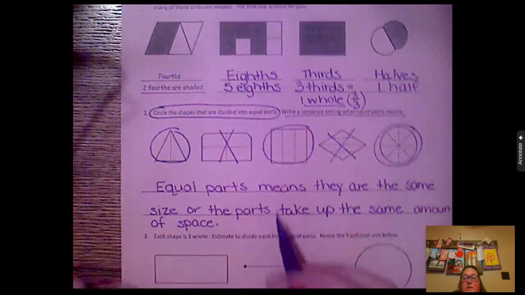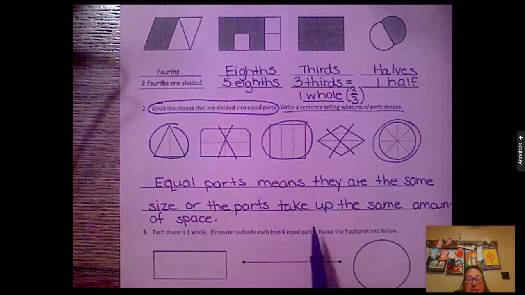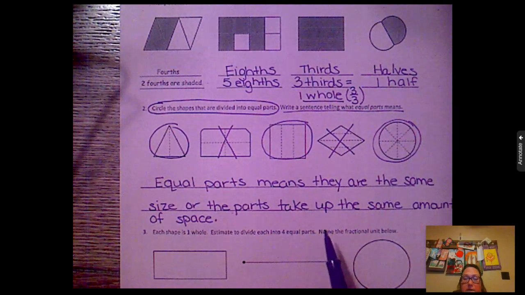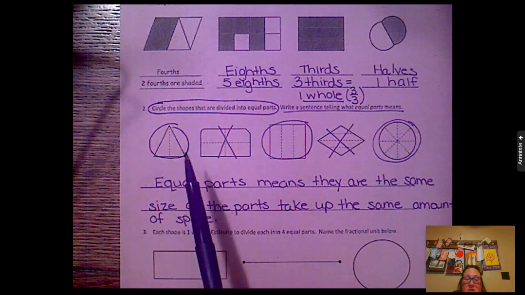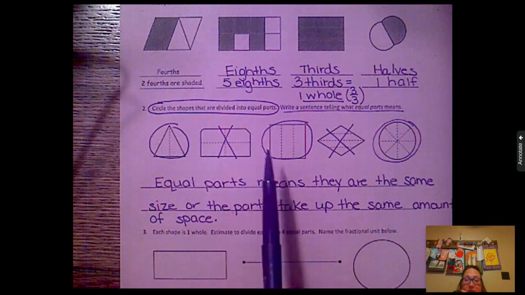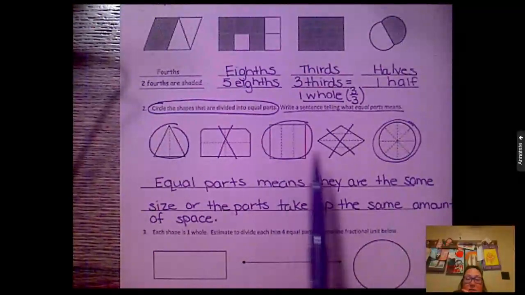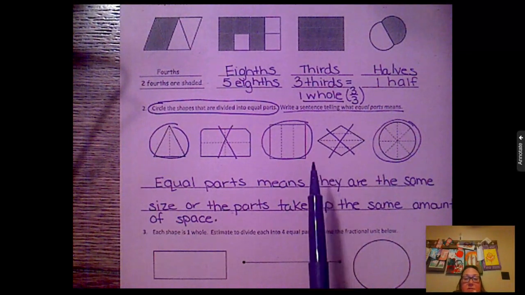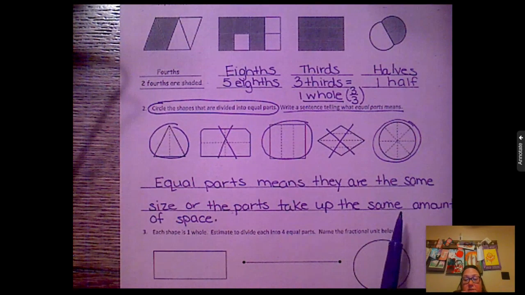Period. So equal parts means they are the same size or the parts take up the same amount of space. Okay, so we can see they're the same size, they're the same shape here, same thing here. And even though sometimes the shapes can look a little bit different, they are taking up the same amount of space. So that's why I wanted to put that in there as well.